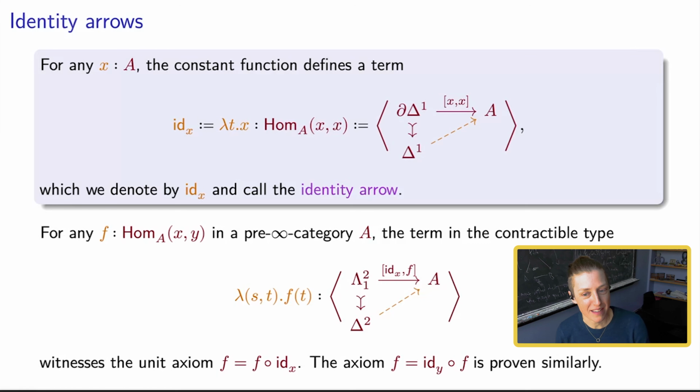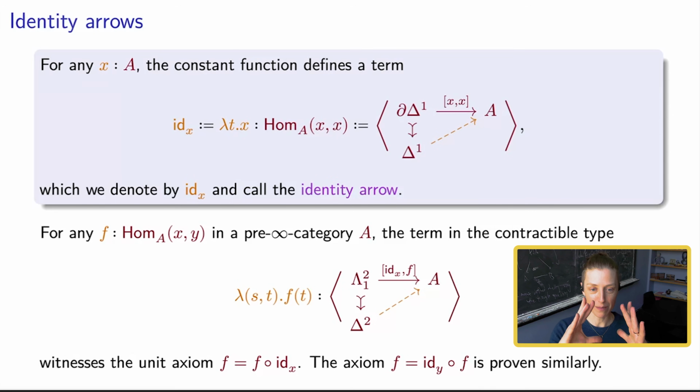And when my type A is a pre-infinity category, I can prove then that F is equal to F composed with the identity at X, and F is equal to the identity at Y composed with F. So these are the unit axioms for identity arrows, and I can prove them because essentially I can construct a map from a 2 simplex into A that has the correct boundary conditions.